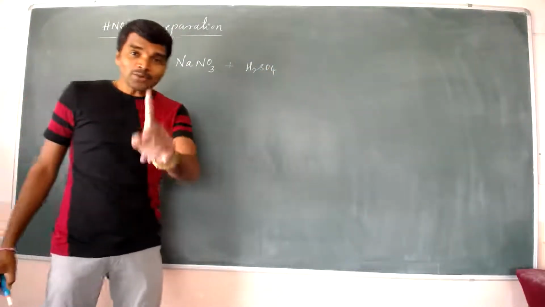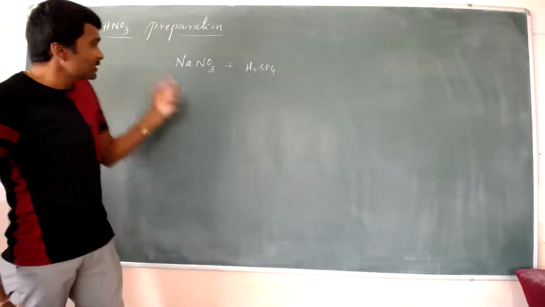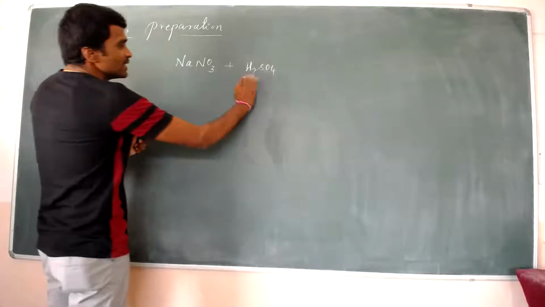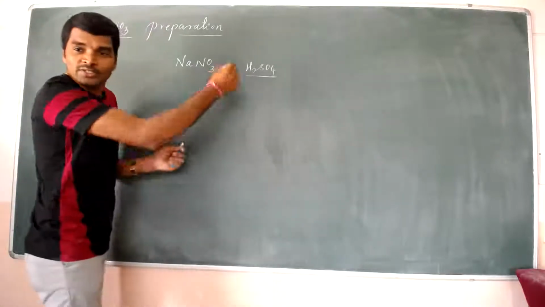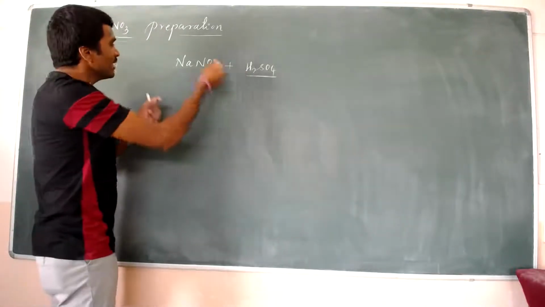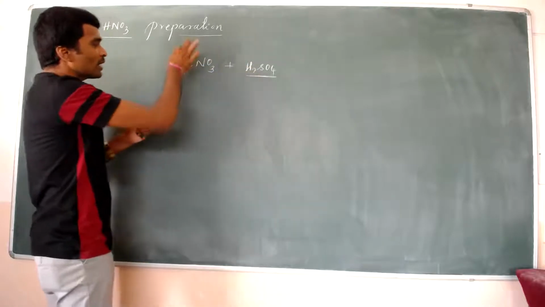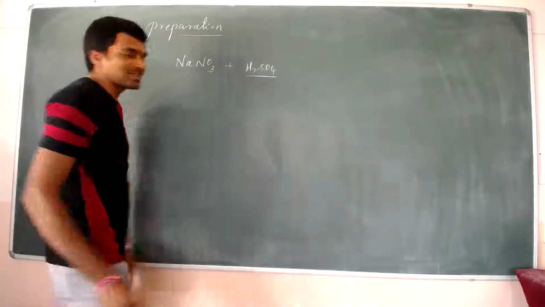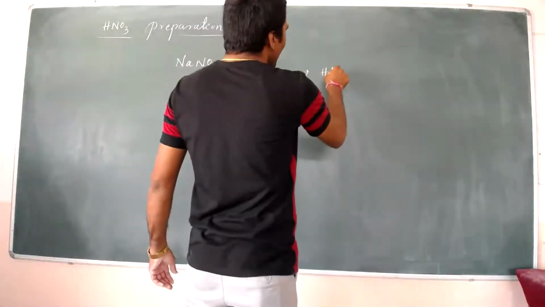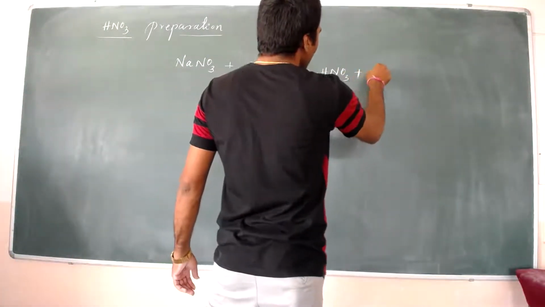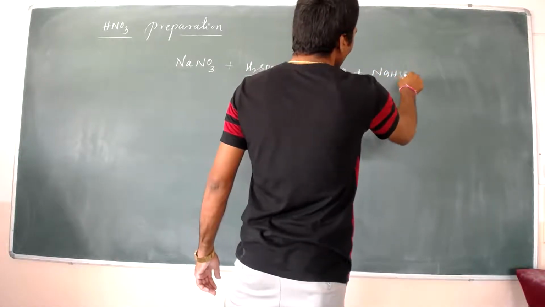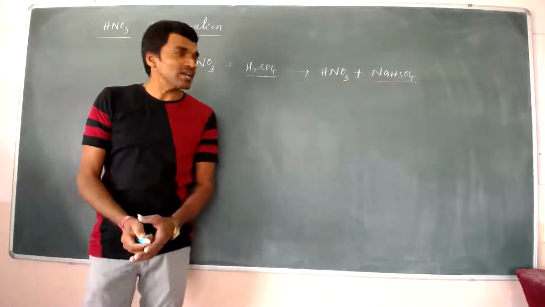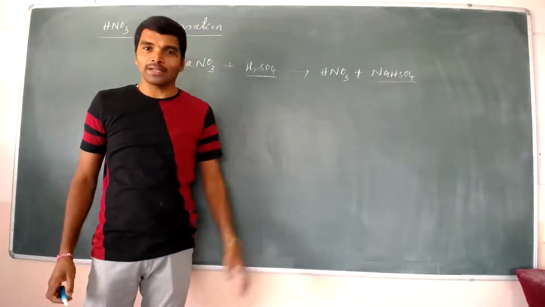But remember what you are going to prepare here: nitric acid. Sulfuric acid donates the proton, and in the place of sodium, the hydrogen from sulfuric acid is added. Then you get nitric acid, HNO3, plus sodium bisulfate. So this is the preparation in the laboratory.